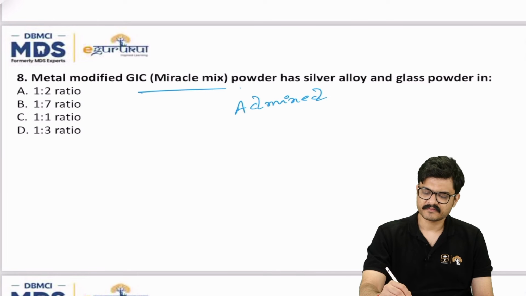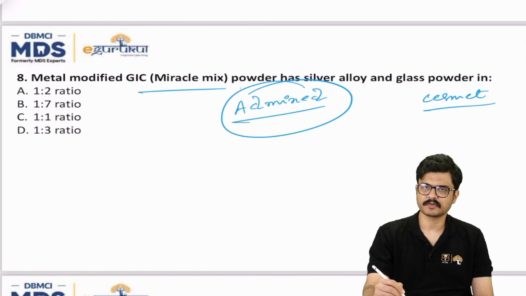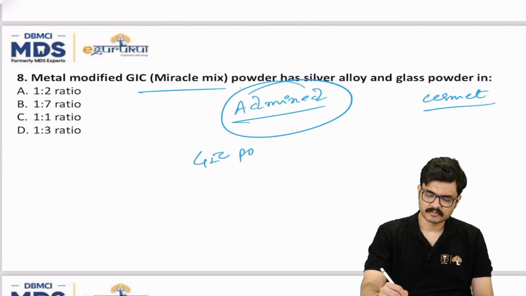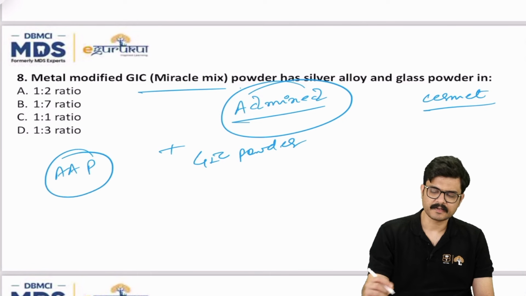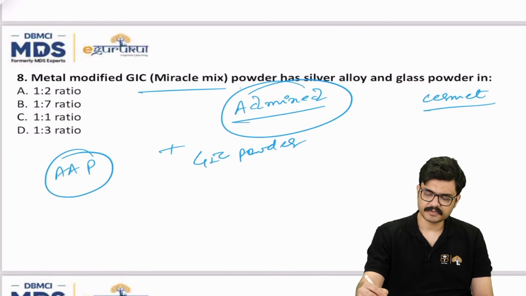So one is admixed, the other is Surmet. Now admix is basically a physical mixture of the GIC powder plus amalgam alloy powder, right? And you don't sinter it. If you sinter it, you get Surmet.